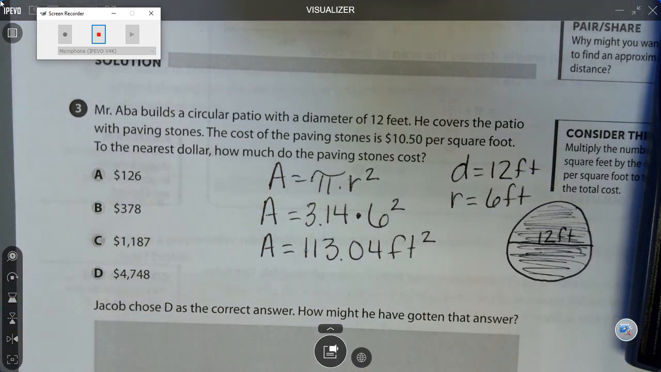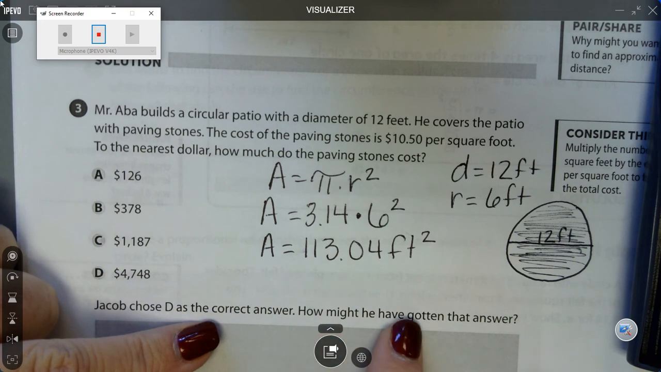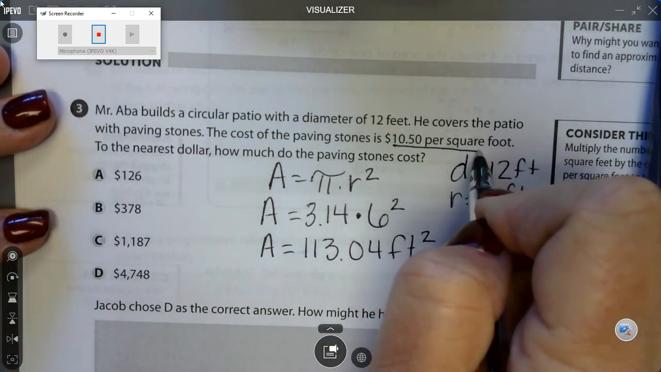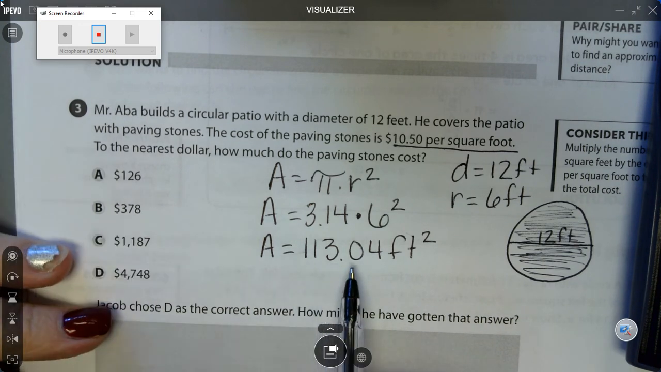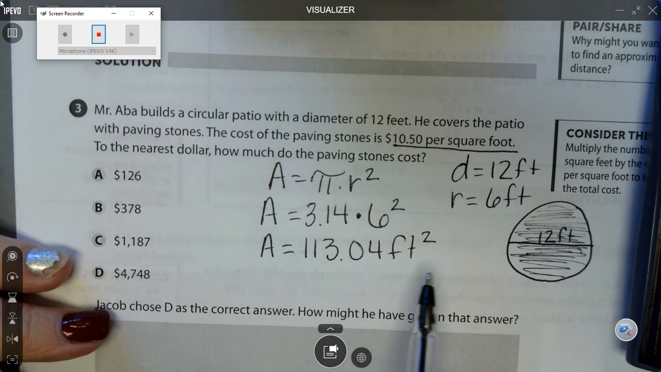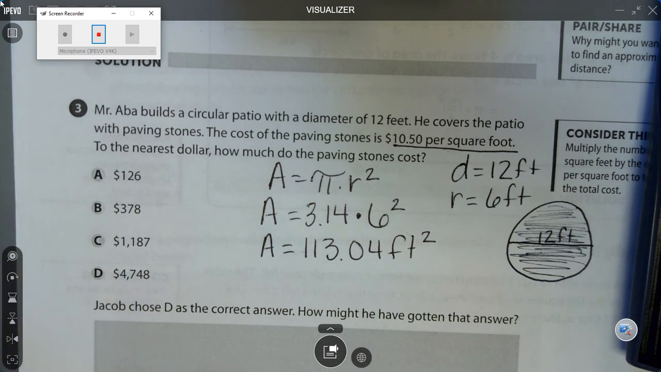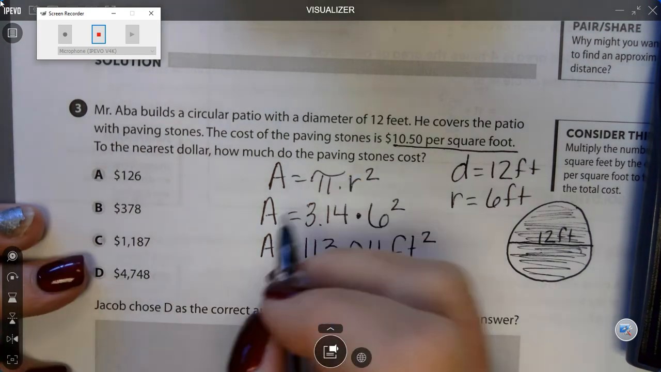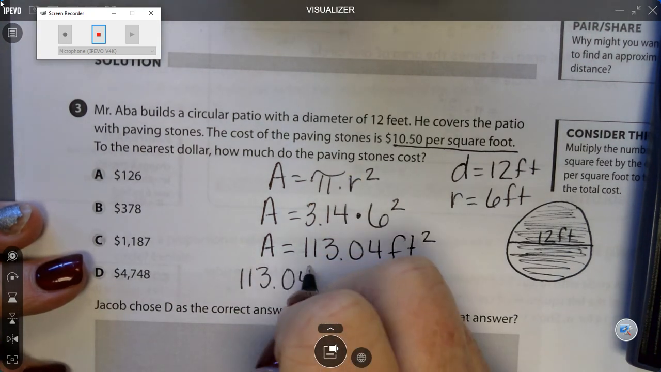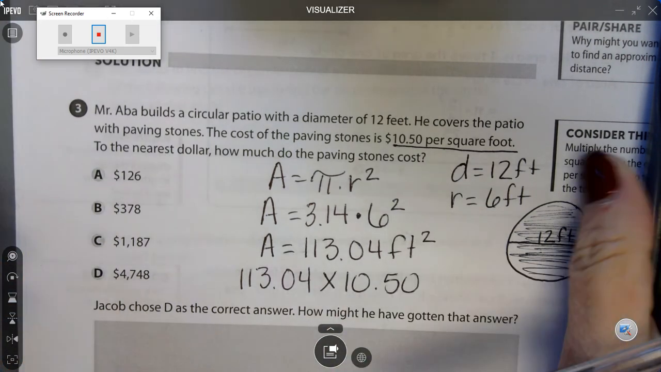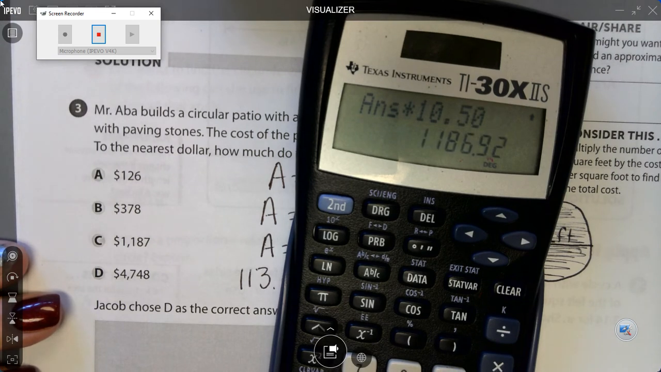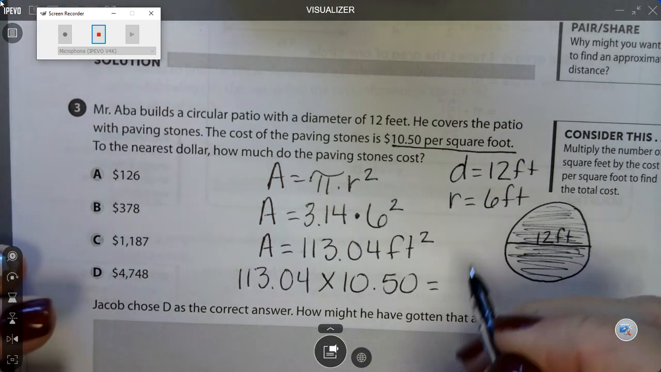Now, this is what you have to pay for. And it costs, you're writing this down with me, correct? It costs $10.50 for every square foot. Well, we have 113 and 4/100 square feet. So what do you think we do to find the total cost? Nice. We're going to take the square feet and multiply it by $10.50.